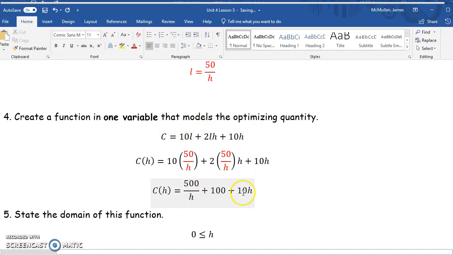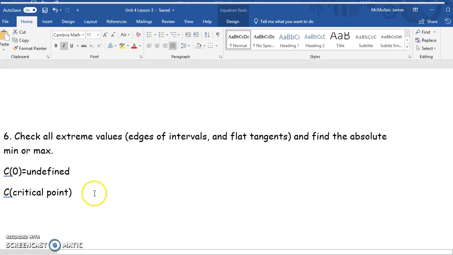If I look at this function too, by the way, you can see that if I plug in a large value for H, this function just goes off towards infinity, right? Because 10H just continues to grow higher and higher and higher. So I'm not going to find a minimum cost by putting in a high number for H. I'm going to be looking for a critical point, not an extremely large number.